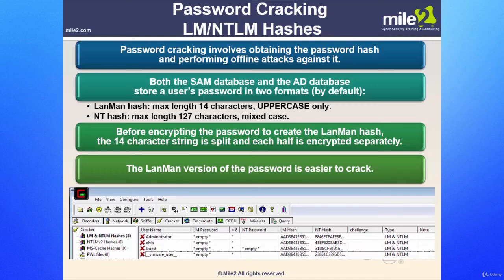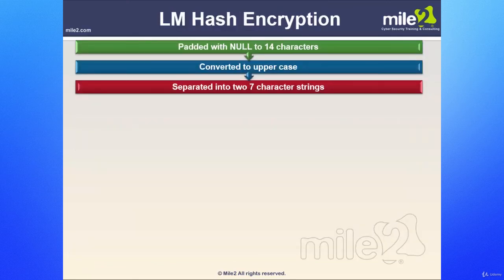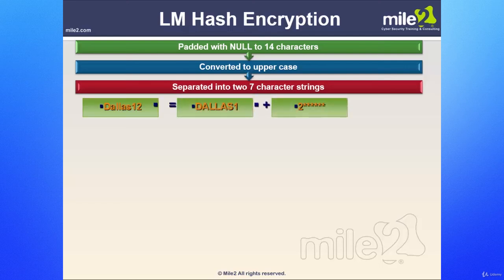Here we see a sample of Cain and Abel showing us the local password hashes that we can see here. So when it comes down to the LM hash encryption side, if there's anything regarding having less than 14 characters, it will actually pad with null characters to make it up to 14. They are then converted to uppercase and then separated into two 7-character strings. So here we have Dallas 1, 2. So Dallas 1 would be the first 7, 2 would be the second part of the 7. And then, of course, it nulls out the rest of the characters to make your 14 characters.